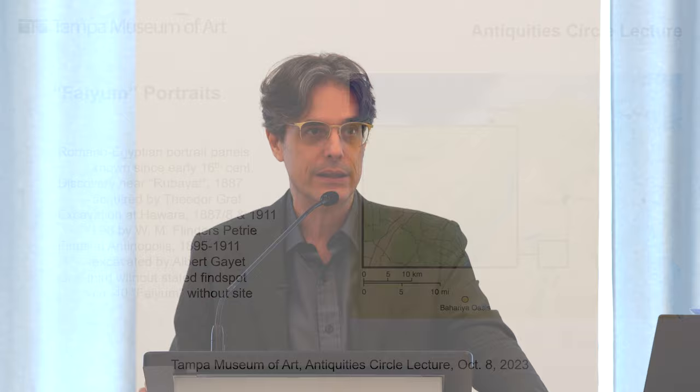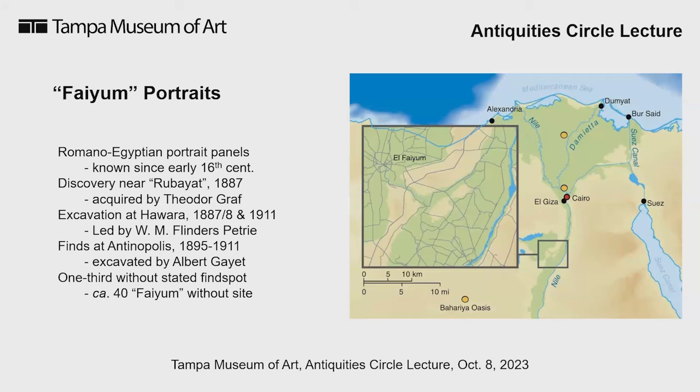One third of the entire series, so there are, like I said, around 1,100, a little more maybe, so over 300, have no provenance indication whatsoever. They came on the market, no one knows where they're from. And 40 are listed as being from Fayum, but not what site. So that probably is circular reasoning. They look like Fayum portraits, so this probably also came from the Fayum.